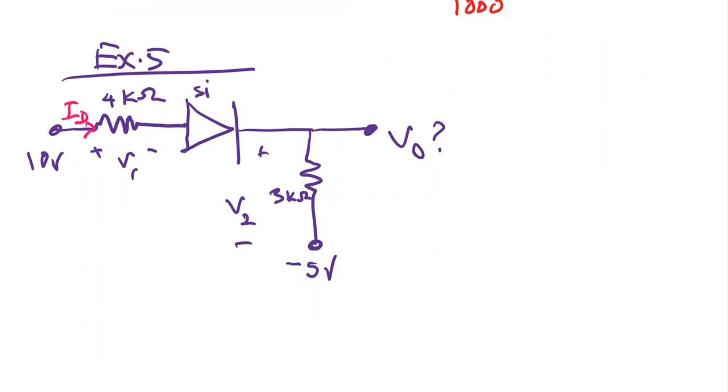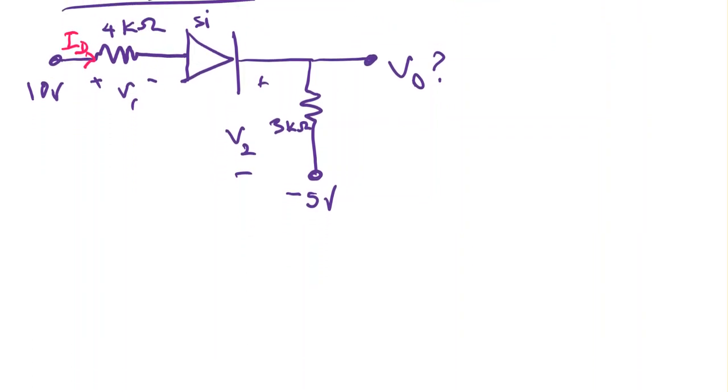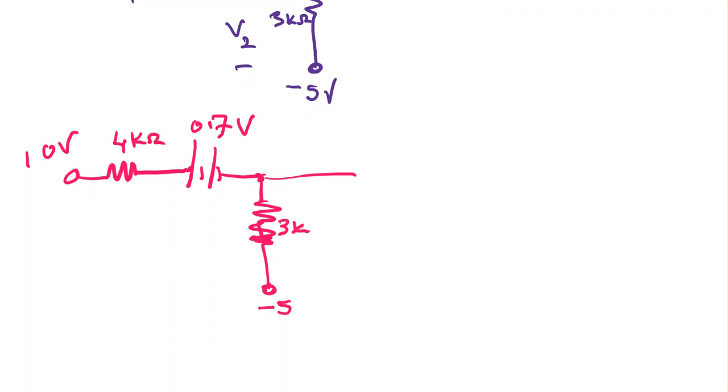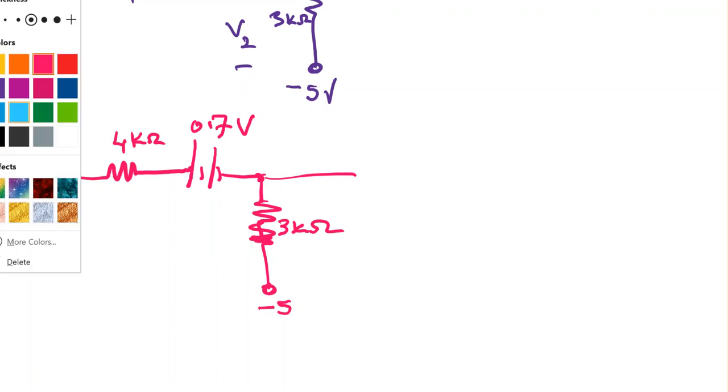So in order to solve this problem, it's not difficult at all. The whole issue is that you have to be careful. You can represent it again as follows. So what we have: resistor, we have this threshold voltage, and then you have this resistor here, and then you have a minus 5 volts here. Now notice that this is 0.7 volts, this is 10 volts, this is 4 kilo ohms, and this is the 3 kilo ohms.